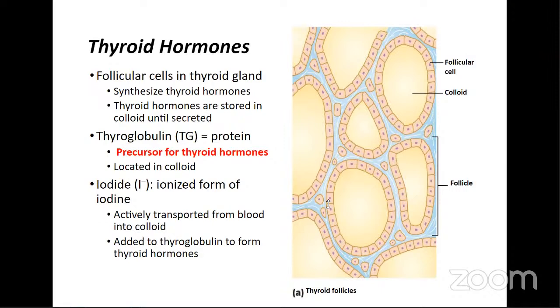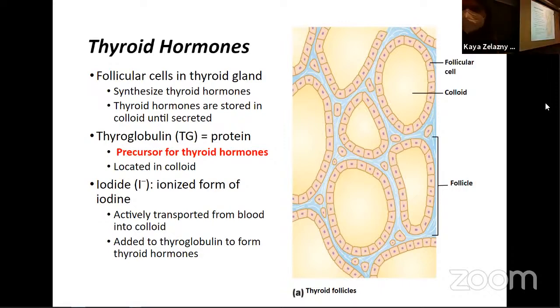Okay, so we're talking about the thyroid glands, and we're talking about these follicles, which are colloids surrounded by these follicular cells. In order to make our thyroid hormones, we need thyroglobulin, which is our precursor, and it's a protein. We're also going to need iodide, which is just iodine ions, basically. We get iodine from our food and from any vitamins we take. We actively transport that iodine into the colloid, so into the thyroid gland.